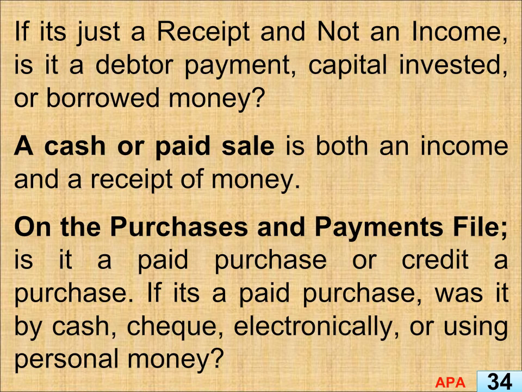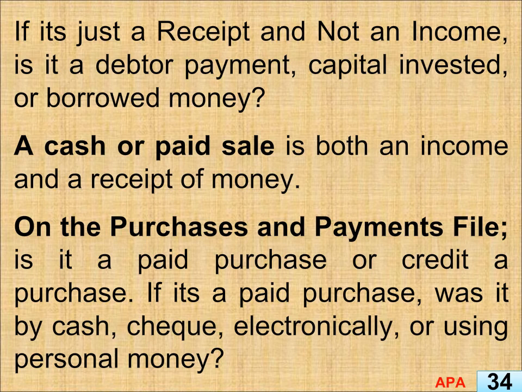If it's just a receipt and not an income, is it a debtor payment, capital invested, or borrowed money? A cash or paid sale is both an income and a receipt of money. On the purchases and payments file, is it a paid purchase or credit a purchase?